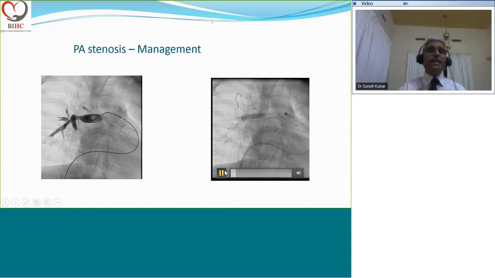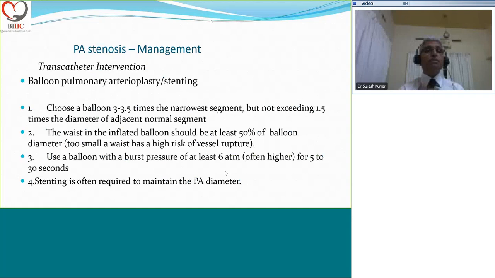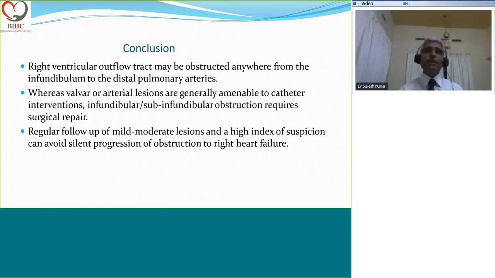The details of transcatheter intervention I will not refer to, because your very next class is going to deal with this. So, right ventricular outflow tract may be obstructed anywhere from the infundibulum to the distal pulmonary arteries, and valvar and arterial lesions are amenable to catheter intervention. Infundibular and subinfundibular obstruction requires surgical repair. Regular follow-up of mild to moderate lesions and a high index of suspicion can avoid silent progression of obstruction to right heart failure. Thank you.